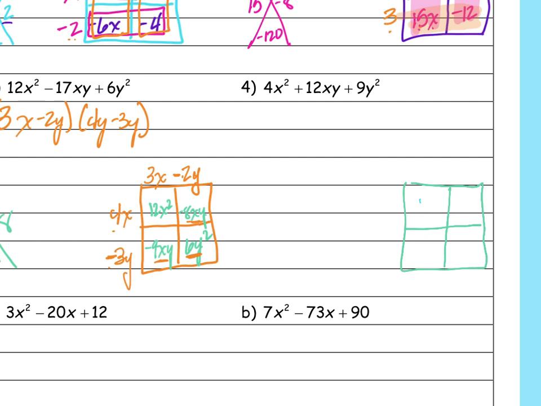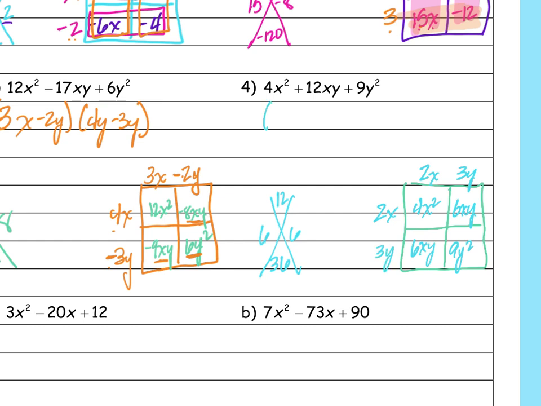Okay, so I've got 4x squared and 9y squared. And I need 2 numbers to add to be 12 and multiply to be 36. Okay, I think that would be 6 and 6. So this would be 6xy and 6xy. So if I factor, I'm going to get 2x and 3y. And here I'm going to get 2x and 3y.